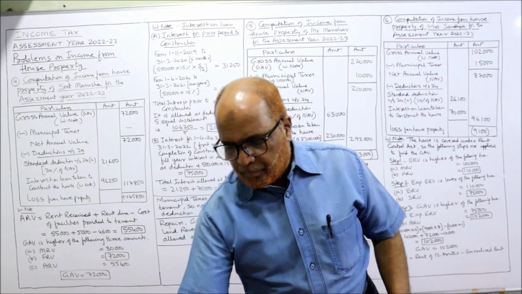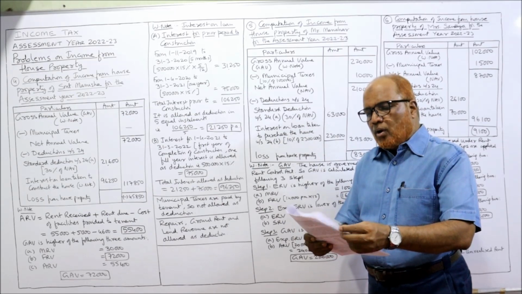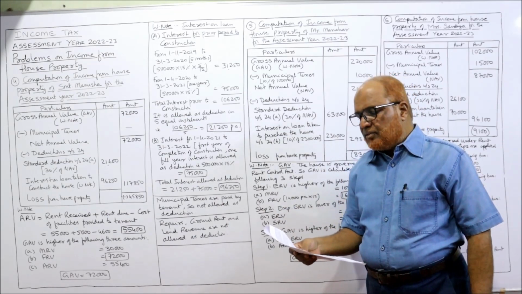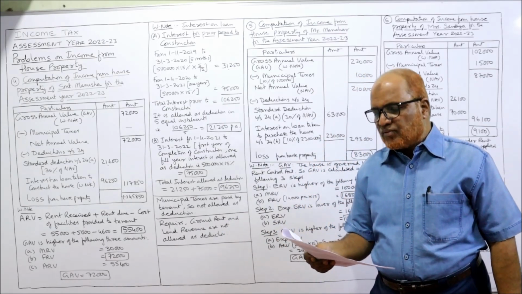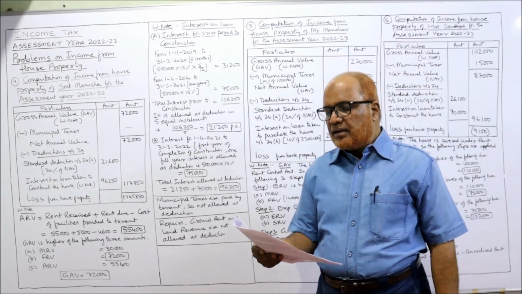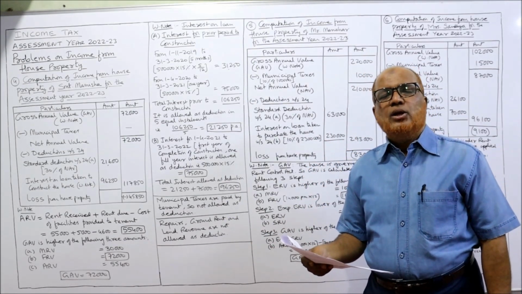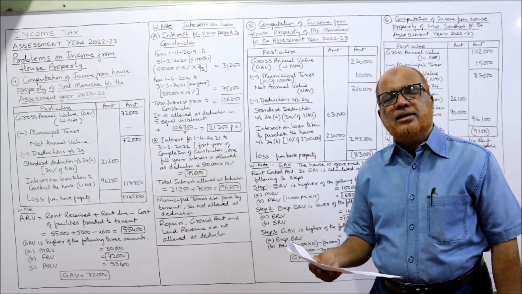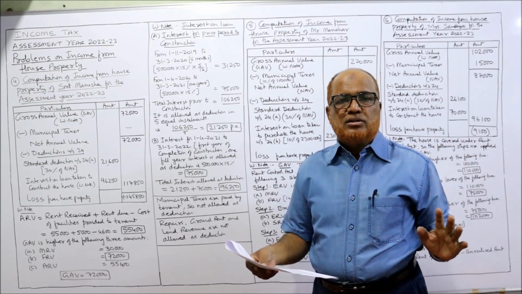Next, problem number 5, the fifth problem. On 1st April 2021, Mr. Manohar purchased a house in Hyderabad for residential purpose for 23 lakhs. For this, he took a loan at 10% from Central Bank of India. That means the loan is taken to purchase the house. So interest paid on the loan will be allowed as deduction, whether paid or not, immaterial.